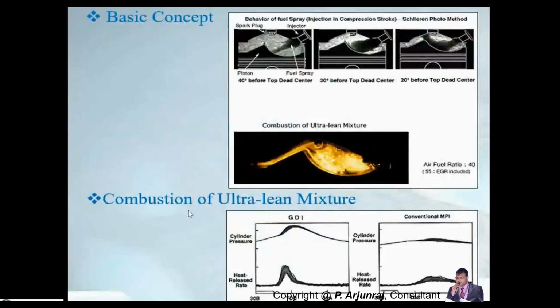So we will see the comparison between the multi-point and the GDI with respect to the crank angle, heat release rate, and cylinder pressure. The cylinder pressure is going to be higher for a GDI engine when compared to a conventional multi-point injection. And even the heat release rate is also going to be higher, and you're going to get a higher peak. Okay, that means the pressure gets higher, which means you get higher power output also.